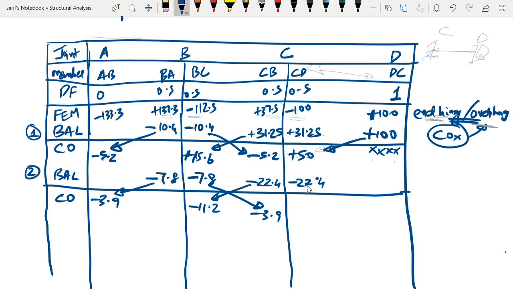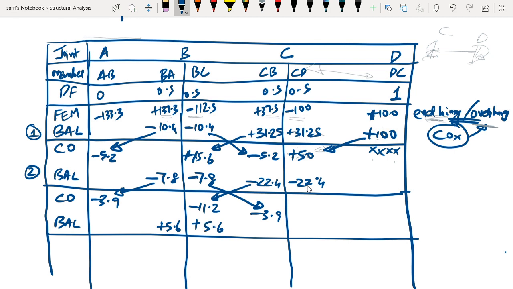Again, if you look, the equilibrium at the interior joints has been disturbed. We will have to balance again. Minus 11.2 is the net unbalanced moment. To balance it, we have to apply plus 11.2, which will be distributed to both the members in the ratio of the distribution factors. So we will get plus 5.6 each. And here also minus 3.9 is the net unbalanced moment, so we apply plus 3.9 to balance it, which will be distributed in the ratio of their distribution factors, and we will get plus 1.95 each.